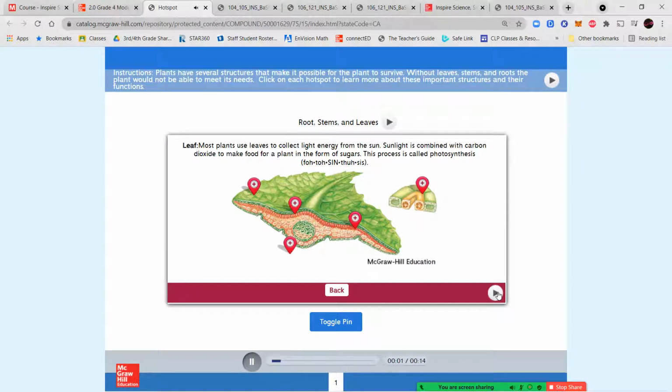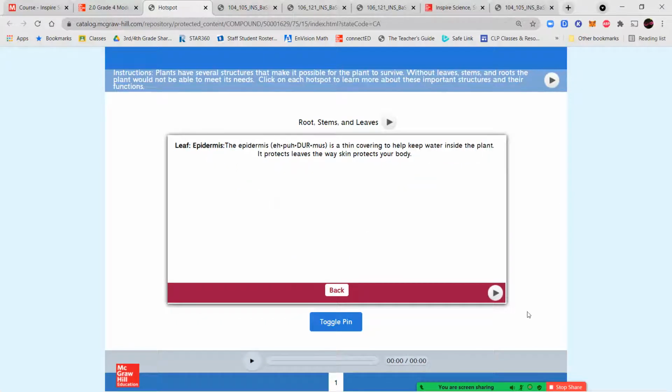Leaf. Most plants use leaves to collect light energy from the sun. Sunlight is combined with carbon dioxide to make food for a plant in the form of sugars. This process is called photosynthesis. Leaf. Epidermis. The epidermis is a thin covering to help keep water inside the plant. It protects leaves the way skin protects your body.